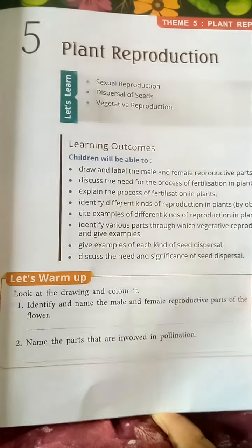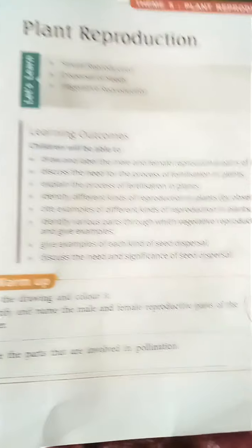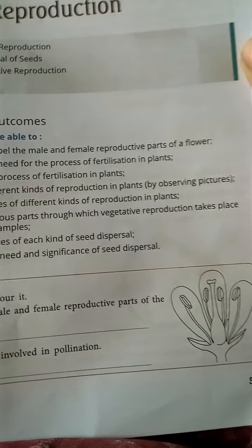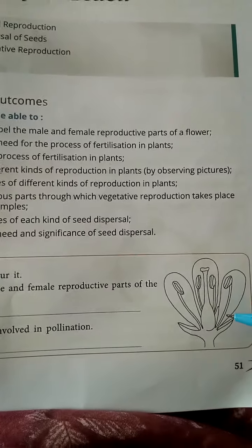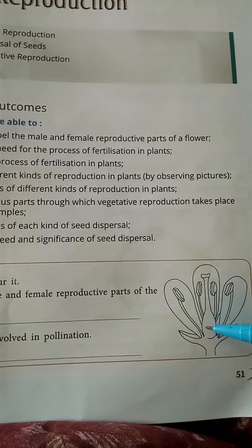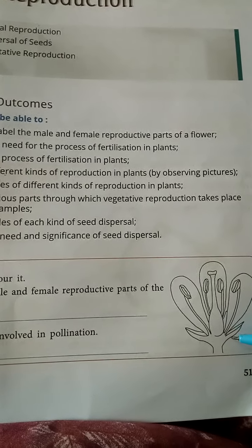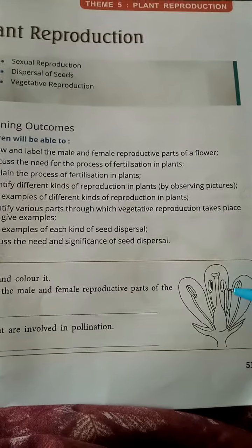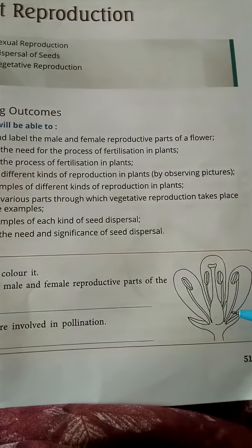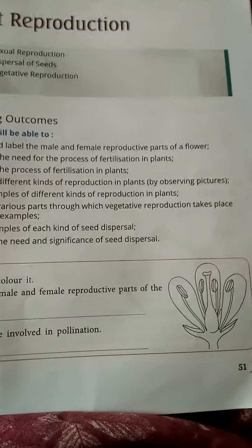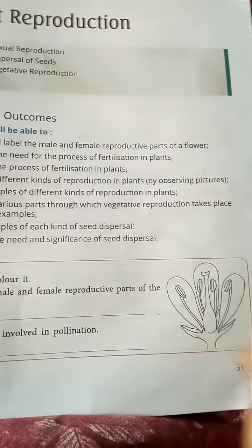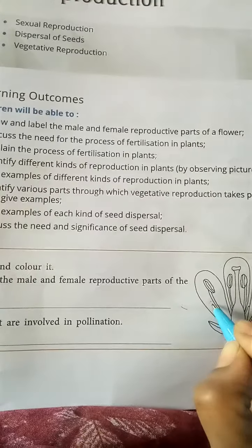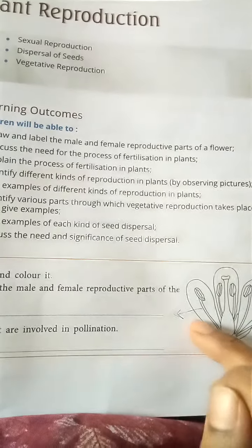In the last lesson we discussed the parts of the flowers, and also pollination. See here on page number 51, the diagram of the flower is given. Can you identify which are the female and male reproductive parts? See, this is the stamen, and it is the male reproductive part.